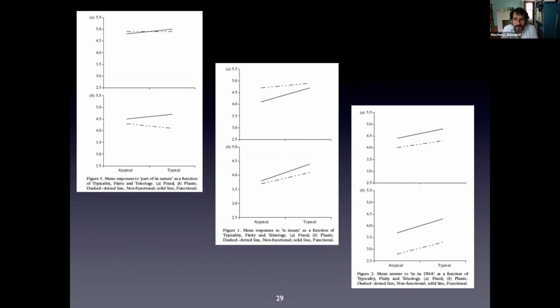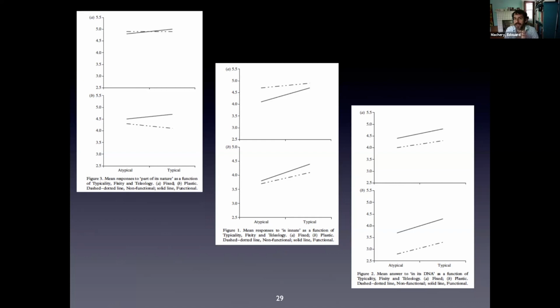We roughly replicated our results with innate. We got an effect of typicality and fixity. So when a trait is universal, people are more likely to say that it's innate. When a trait does not depend on its environment, people are more likely to say that it's innate. We didn't get any reliable impact of teleology, in line with the weak and unreliable impact in the previous study.